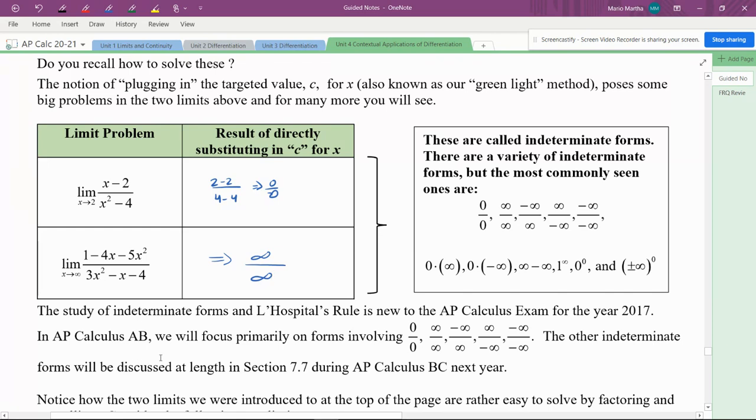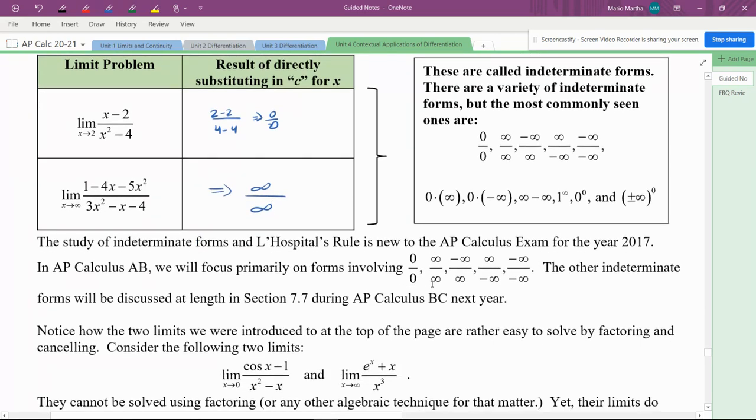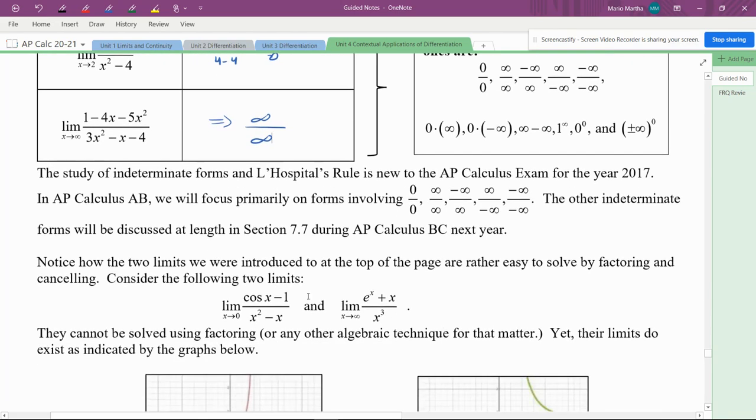So the study of indeterminate forms and L'Hopital's rule has been on the AP Calculus exam since pretty much 2017, right? So it's already been 4 years. In AP Calculus AB, we'll focus primarily on the forms involving 0 over 0, or positive or negative infinity over positive or negative infinity. The other indeterminate forms will be discussed at length in section 7.7 during AP Calculus BC next year. So make sure you guys prepare for that.